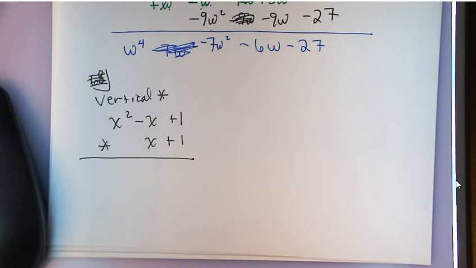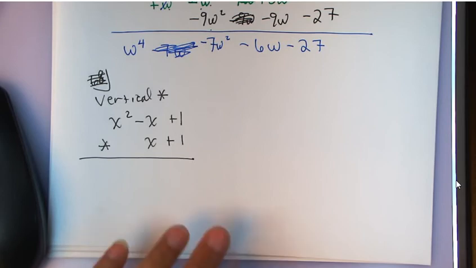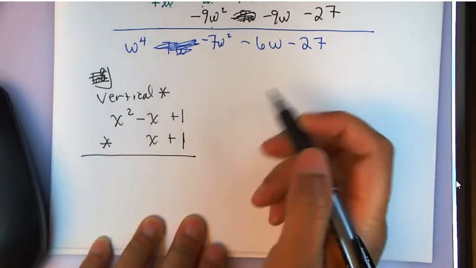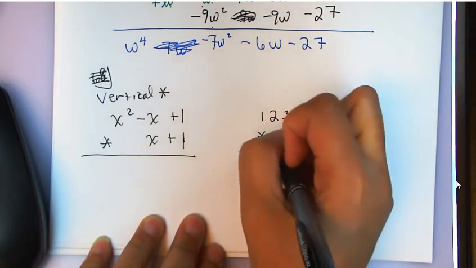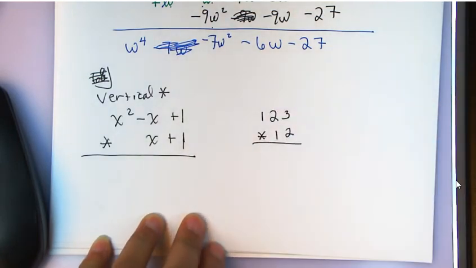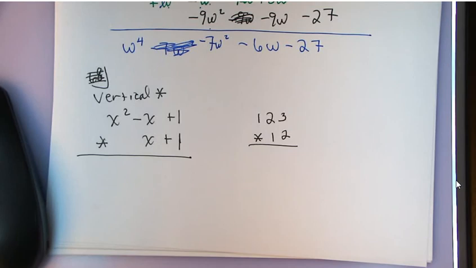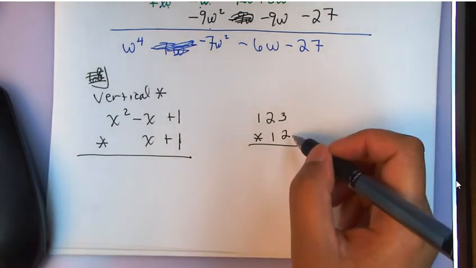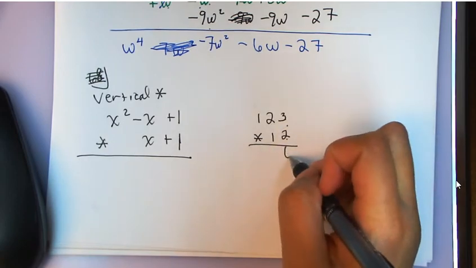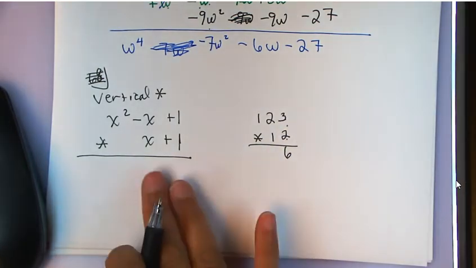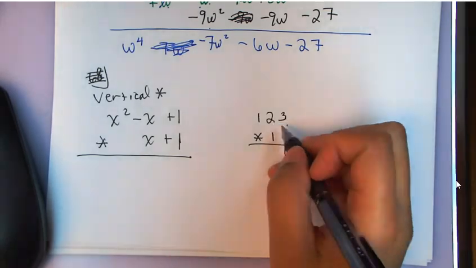Let's take 1, 2, 3 times 1, 2 on the side as a memory of how to multiply. Let's go. When we normally do 2 times 3 first, 2 times 3 is 6. When we do that first, guess what we're going to do over here? Then we would do 2 times 2 and then 2 times 1. Same idea. We would do 4 and then 2.